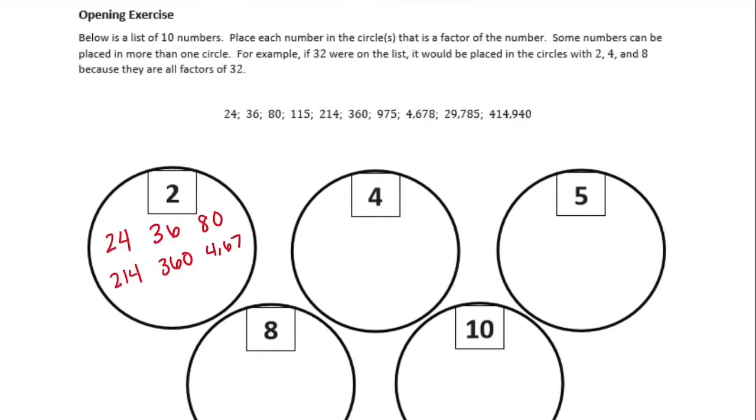4,678, because 8 is an even number. 29,785 would not go in there because 5 is odd, and 414,940 would belong in there. So it ends in a 0.